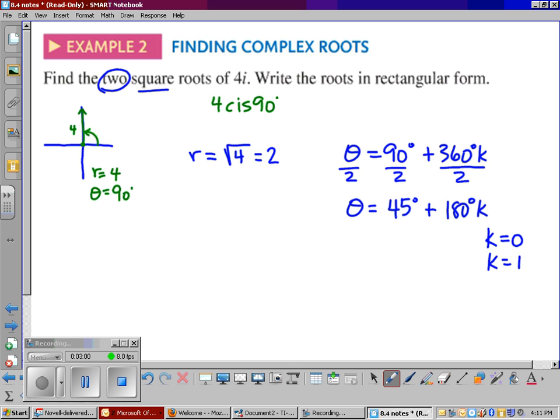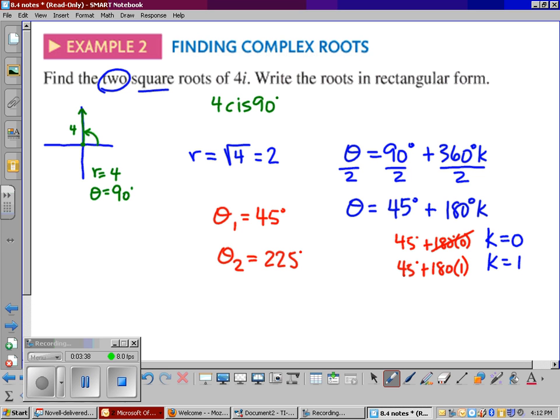All right, so now I have a formula for each of my thetas. My first theta is going to be when k is equal to 0. If I let k be 0, then I have 45 degrees plus 180 times 0, which means just 45. And then my second theta is when k is equal to 1. If I let k be 1, then I have 45 degrees plus 180 degrees times 1. 45 plus 180 is 225 degrees. So these are my 2 thetas for my answers.